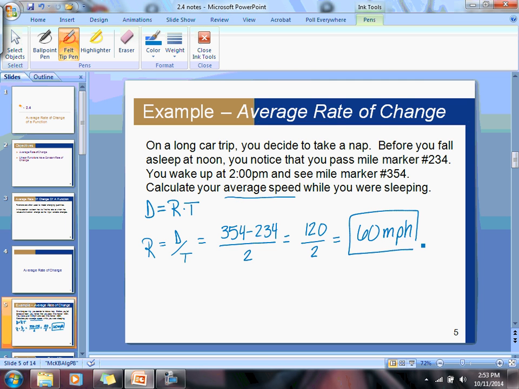So that was your average speed. Now remember, that's average. It doesn't mean that you were going exactly 60 that entire 2 hours. It's not a constant speed, it's an average speed.